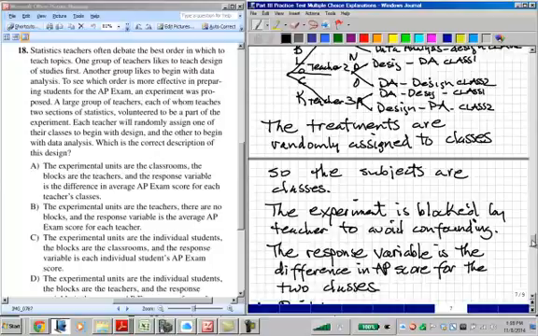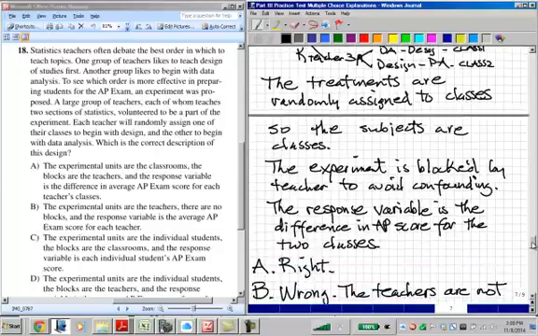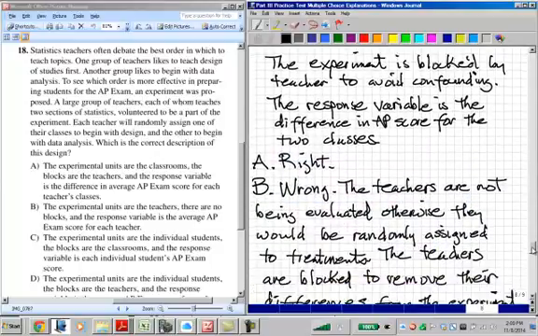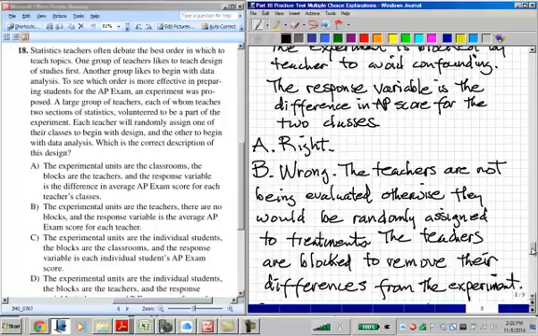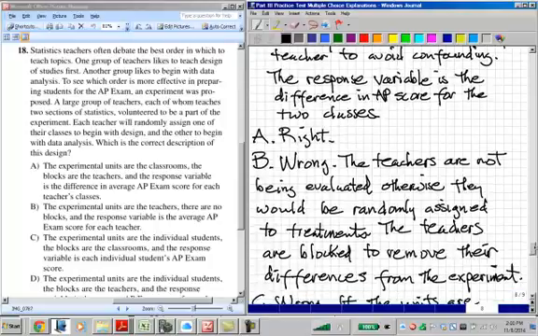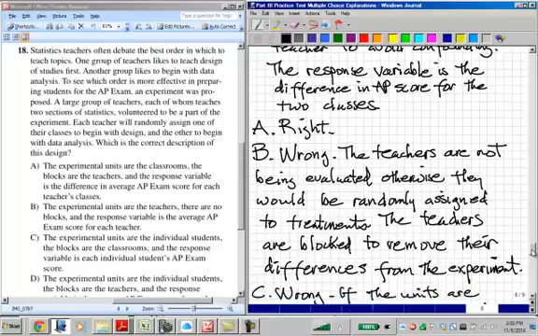So it's blocked by teacher to avoid confounding. The response variable is the difference in AP score for the two classes. Okay, so A is right. The experimental units are the classrooms. That's the subjects, or whatever, the experimental units. The blocks are the teachers. The response variable is the difference in average AP exam for each teacher's classes.